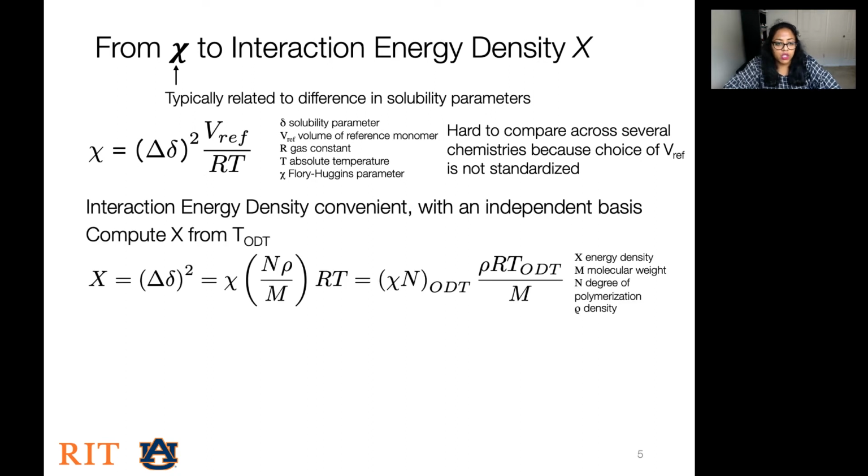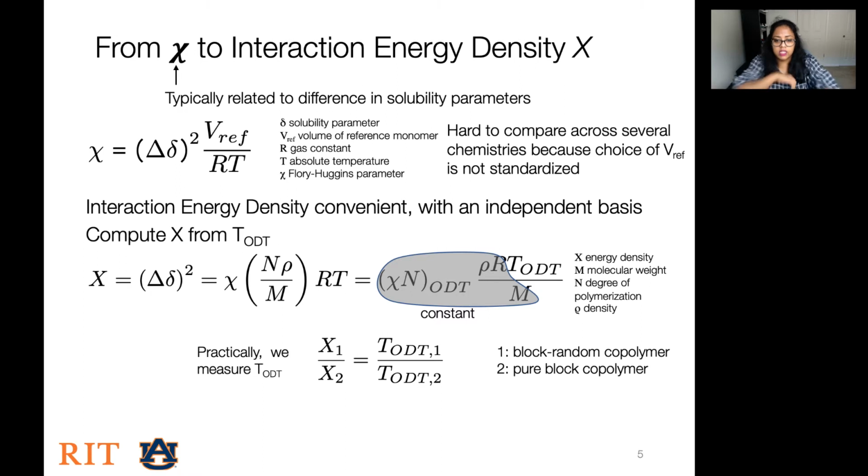Instead, if you just take X, the energy density, it's a more convenient approach. Here you lump together all the different constants, and then you can study ratios of these energy densities, and you come up with a reference-free description. So X1 over X2 will be equal to T_ODT1 over T_ODT2, where 1 and 2 can be similar systems that you can compare. For example, 2 can be a pure block copolymer, and 1 can be the block random copolymer system that you want to study.